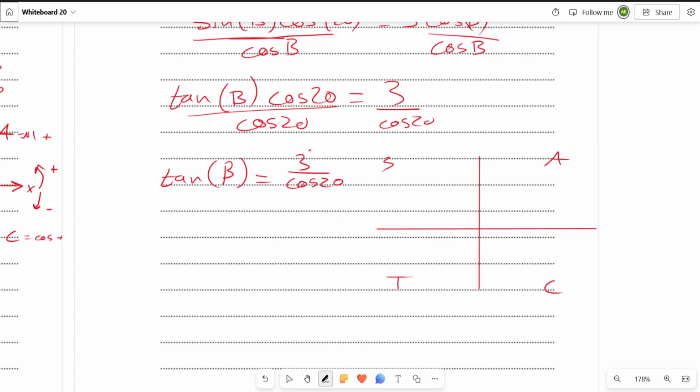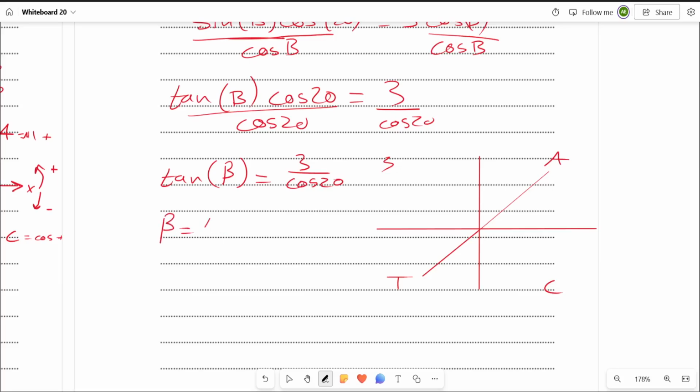ASTC. The second step is always to look at this value over here. Is this number a negative number or a positive number? It's a positive number, so I need to see where the quadrants are where tan is positive. Tan is going to be positive in the all quadrant and in the tan quadrant over here. So I'm going to draw my two lines. I'm going to start by finding my first solution.